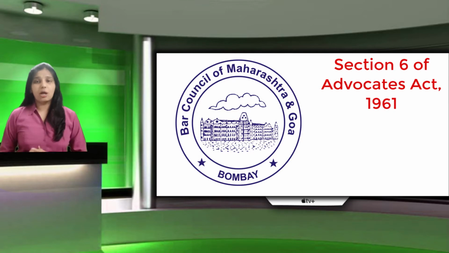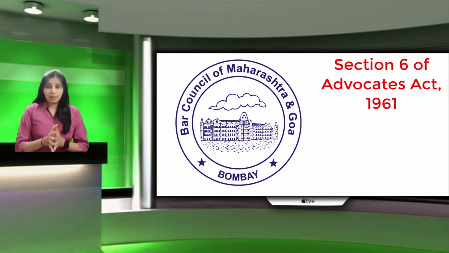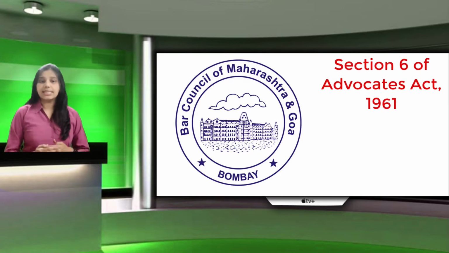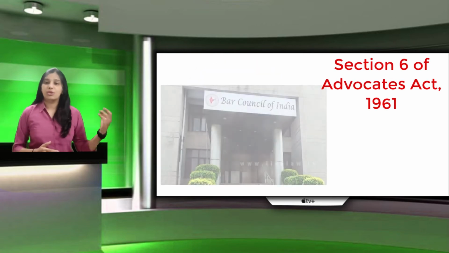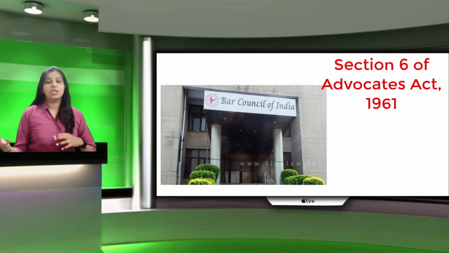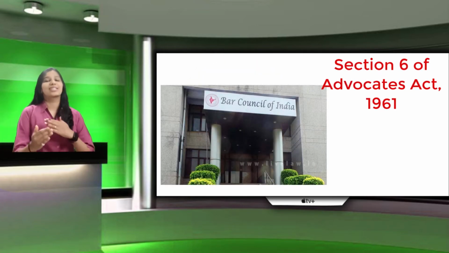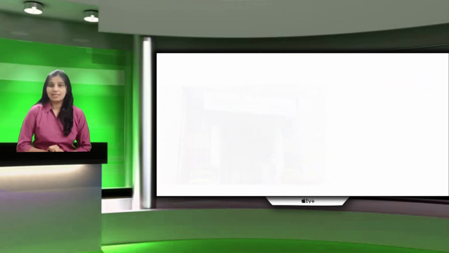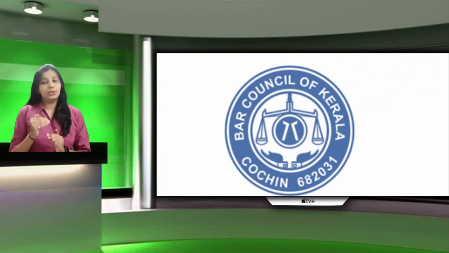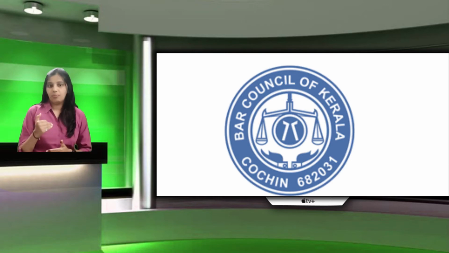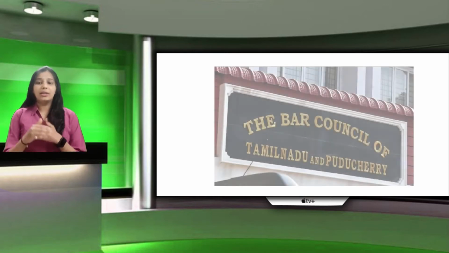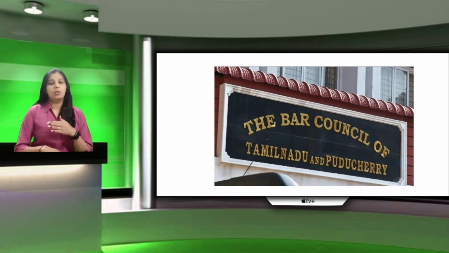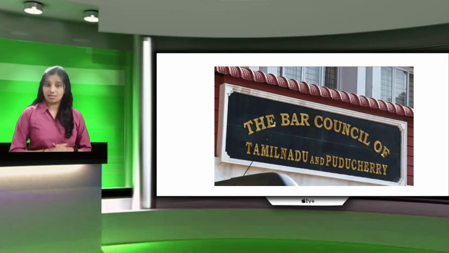Furthermore, the State Bar Councils are usually known by the name of the respective states or union territories, for example, Bar Council of Delhi, Bar Council of Madhya Pradesh, Bar Council of Himachal Pradesh, etc. But some of the names are clubbed with other states and union territories, such as for the state of Kerala and the union territory of Lakshadweep, known as the Bar Council of Kerala. For the state of Tamil Nadu and union territory of Pondicherry, known as the Bar Council of Madras.